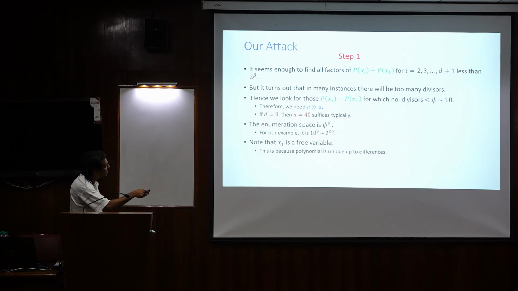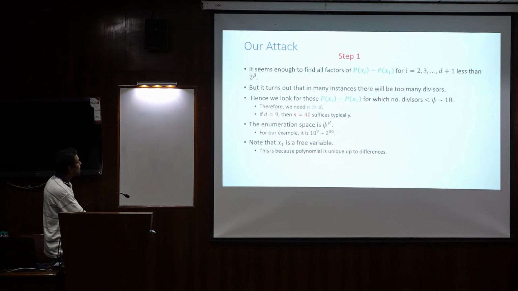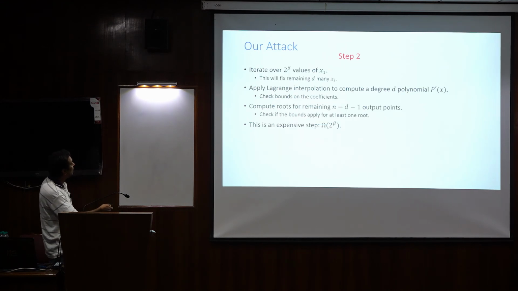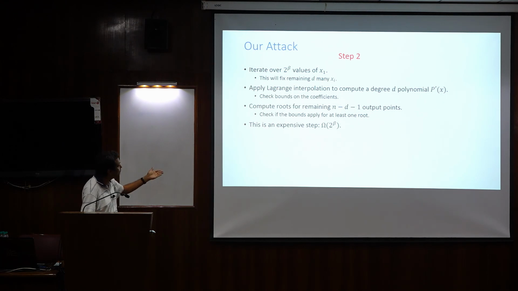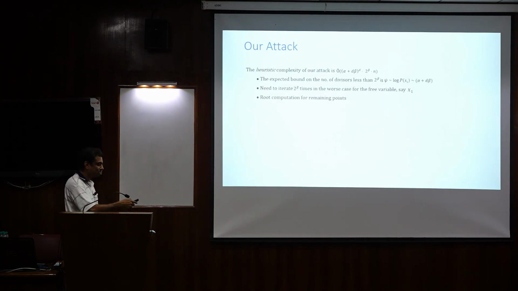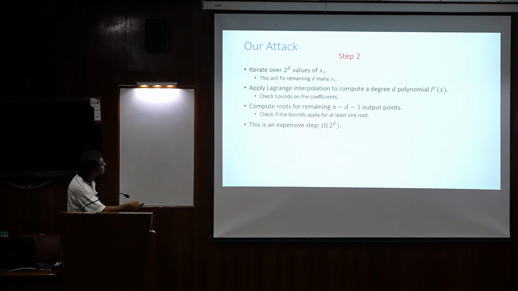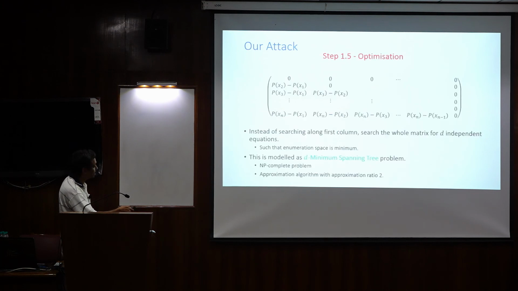But then the whole point is that x1 is basically a free variable, because of which we will actually have to enumerate all the values of x1 starting from 0 to 2 to the power beta, which we do. And then once we are able to do that, we use Lagrange interpolation to compute the polynomial and then apply the same polynomial to see if it satisfies all the other values, as well as see that the polynomial satisfies our bounds on the coefficients, as well as it is positive and monotonic. But it's an expensive step, as we know.